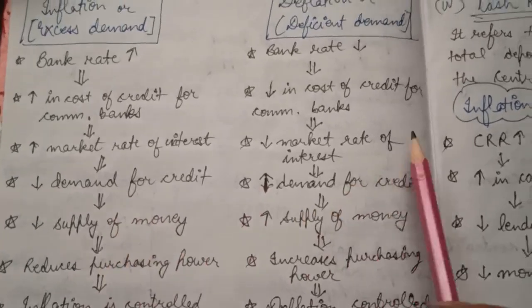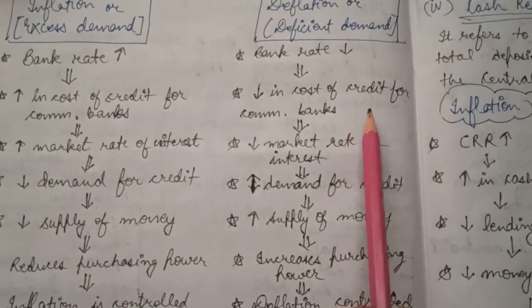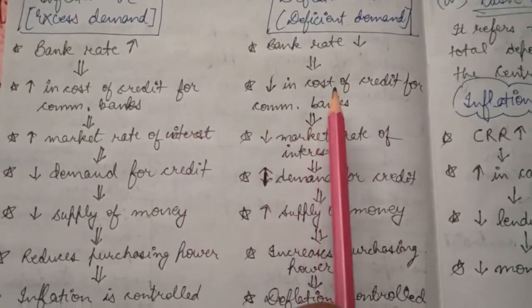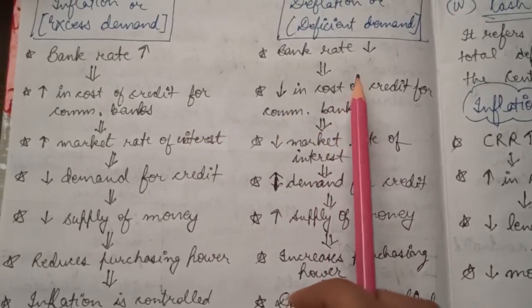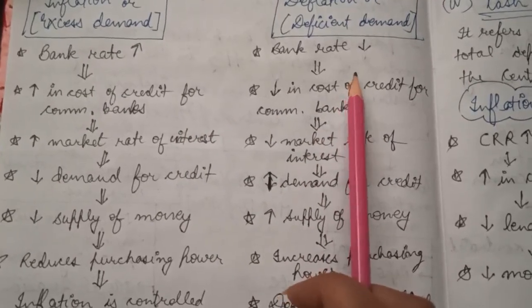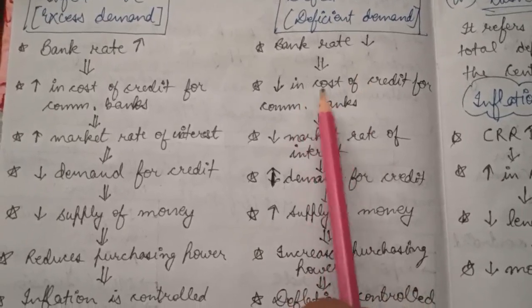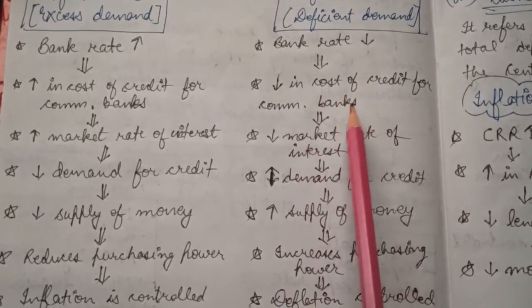On the other hand, if we talk about deflation or deficient demand, the reverse will happen. That is, in that case, the Reserve Bank of India will decrease the bank rate. Because of decreasing the bank rate, it will decrease the cost of credit for commercial banks.